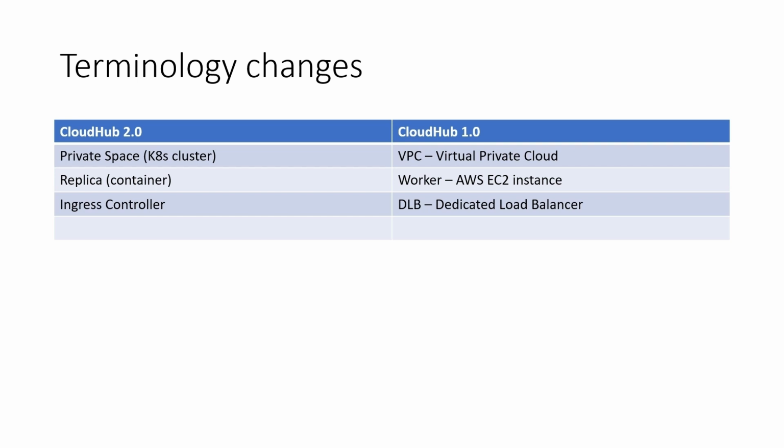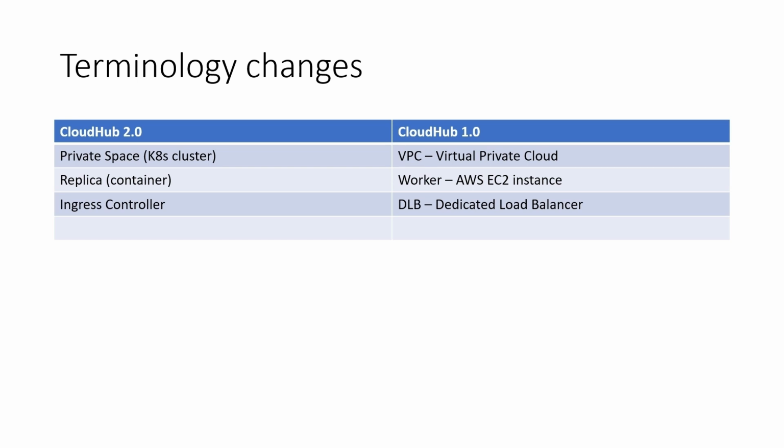In CloudHub 1.0, we used to configure a VPC and a dedicated load balancer for a vanity domain and to configure the certificate inside the dedicated load balancer. In CloudHub 2.0, we have an ingress controller. It is an inbuilt feature of the Kubernetes cluster. So in CloudHub 2.0, we use the ingress controller as a load balancer.